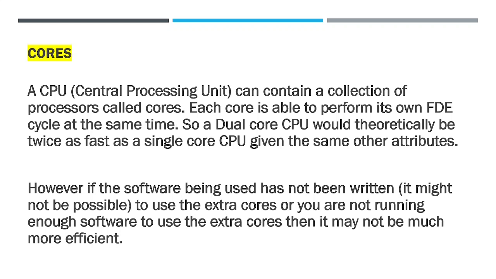Or if you're just not running enough programs at the same time, then it won't be as efficient. So more cores doesn't always double or treble the speed, but nearly always is quite a good advantage. But it does really depend on what you're running and how much software you're running.